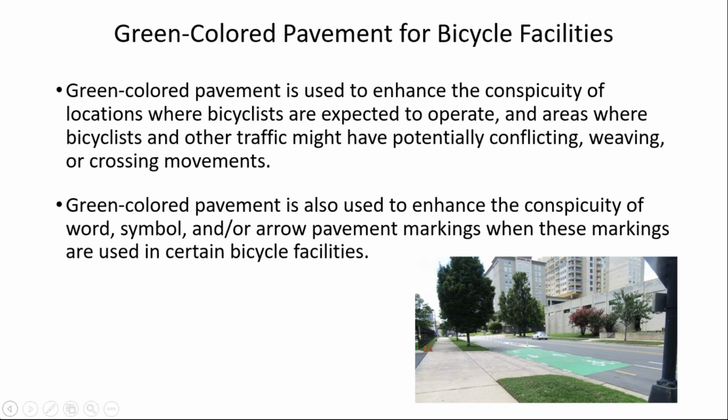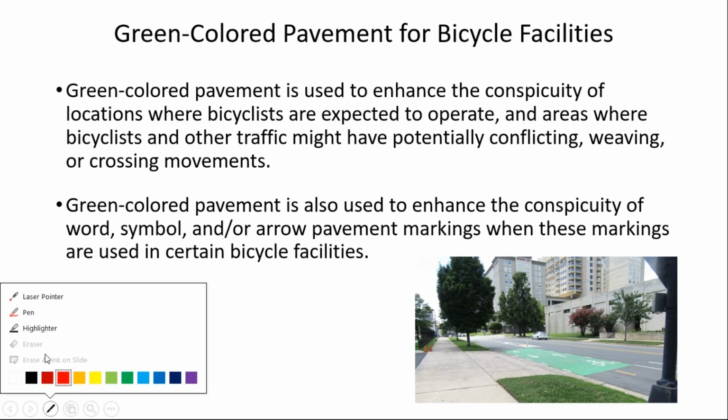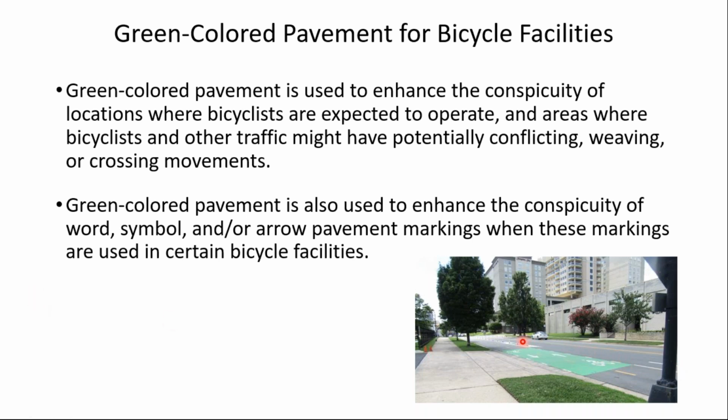And so they have installed, I'll get my cursor here, you can see at the driveway where the potential conflict would be between bicycles and motor vehicle traffic, they've installed a section of green pavement. The green colored pavement can also be used to enhance the conspicuity of word, symbol, arrow markings when those markings are used in certain bike facilities. And I think you can see here too, notice how the symbols in white and the arrows and such stand out pretty well on that green background.